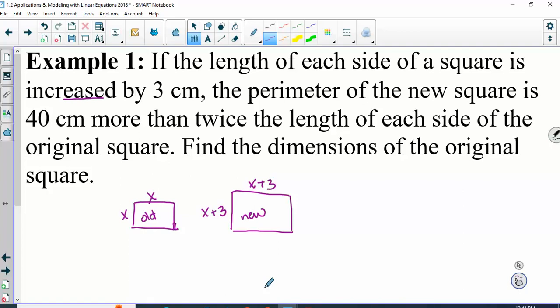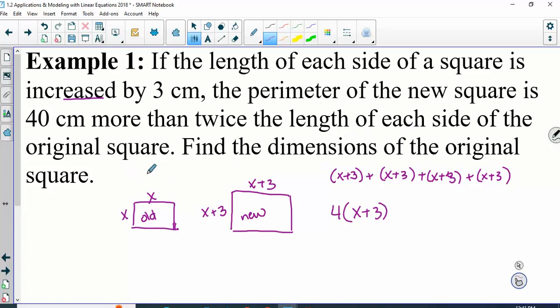Okay, now let's keep reading. The perimeter. What is perimeter? The perimeter of the new square. So my new square, my perimeter, so we could go through and write x plus 3 plus x plus 3. How many times do we have to do that? 4. What's the faster way of doing this? Yep. But it doesn't matter, whichever way your mind works.